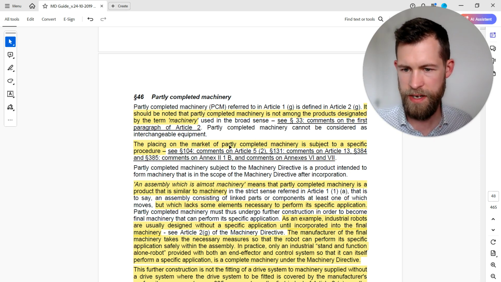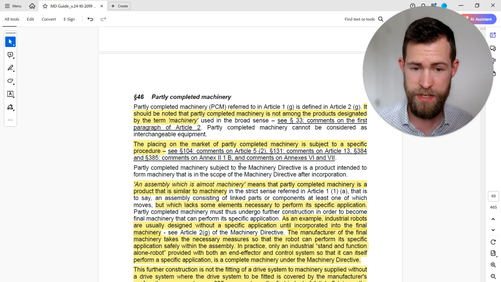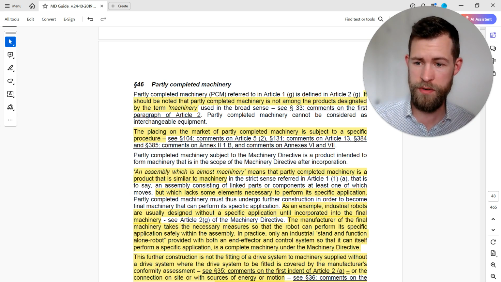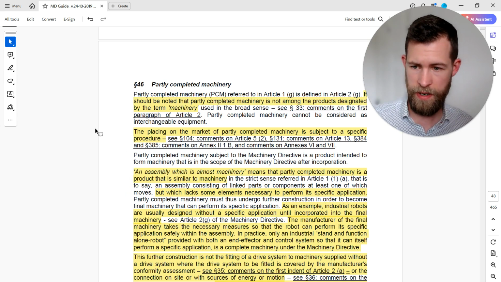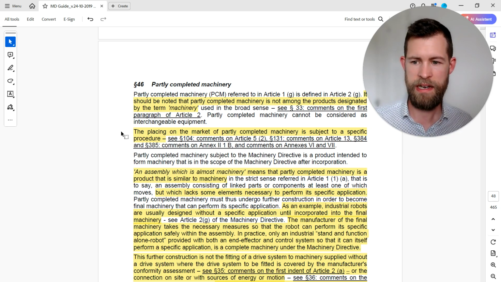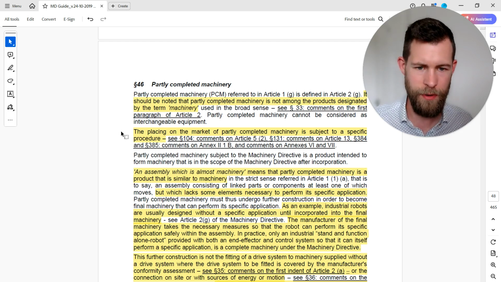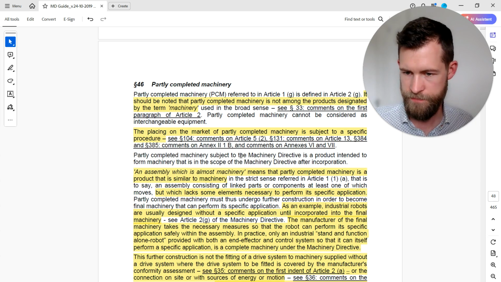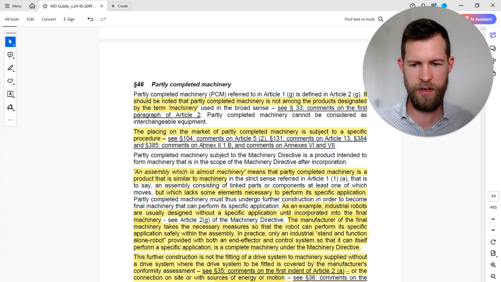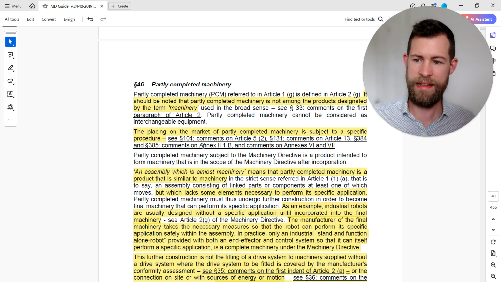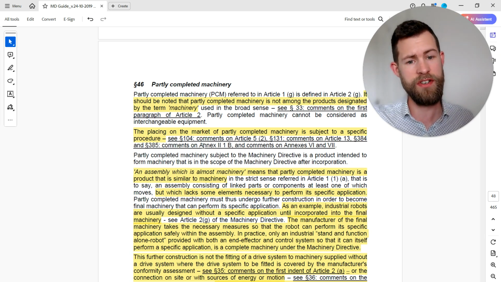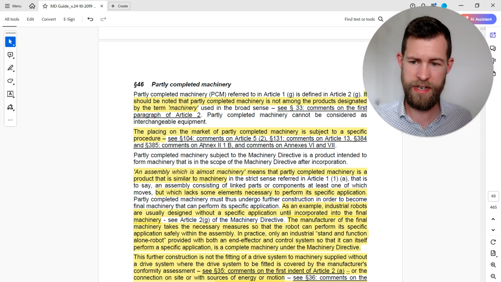The placing on the market of partly complete machinery is subject to a specific procedure. This is the slightly different approach. When we're looking at partly complete machinery, we do not CE mark it. We don't place a CE mark on it. What we do is we produce what is called a Declaration of Incorporation. So we place a Declaration of Incorporation with the machinery, and that outlines what are the essential health and safety requirements that the machinery complies with.